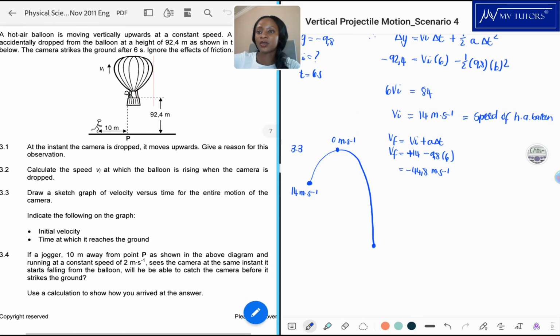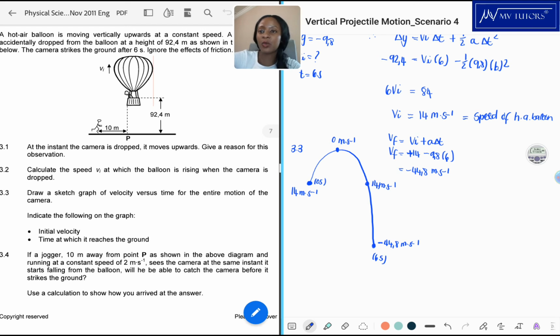Okay, so we're going to sketch a graph. Here we are at negative 44,8 meters per second, and here we also have 14 meters per second. This time here it was 0, and that time there it is 6 seconds. So let's just say 0 seconds, and that is 6 seconds.